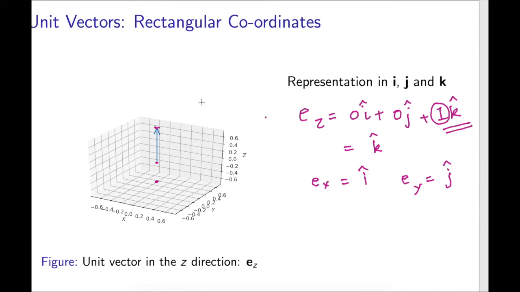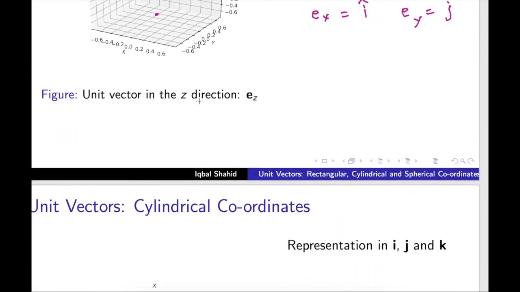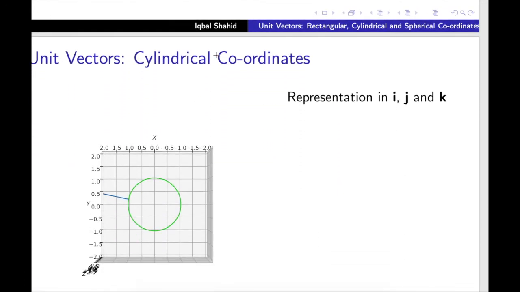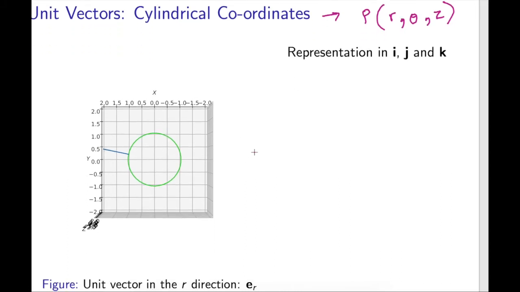Now what does it mean to have unit vectors in cylindrical and spherical coordinates? So let's see. Now we are talking about cylindrical coordinates. As I recall, in cylindrical coordinates a point is represented by r, theta and z. Then we are interested in e of r here.